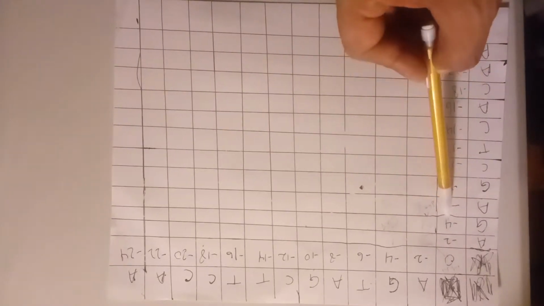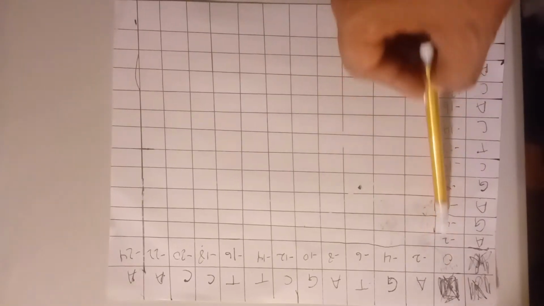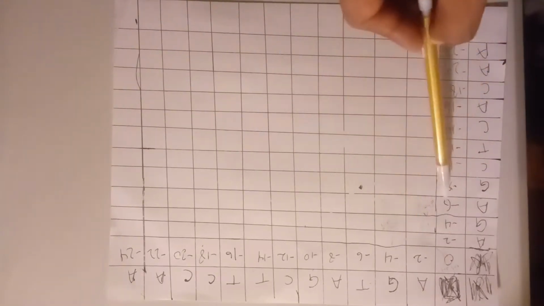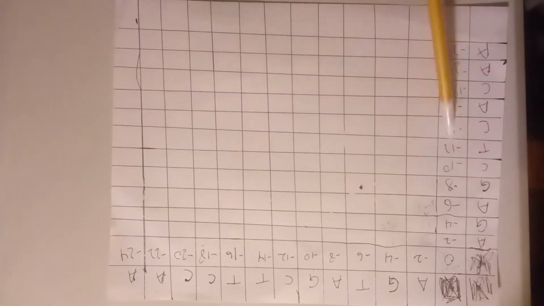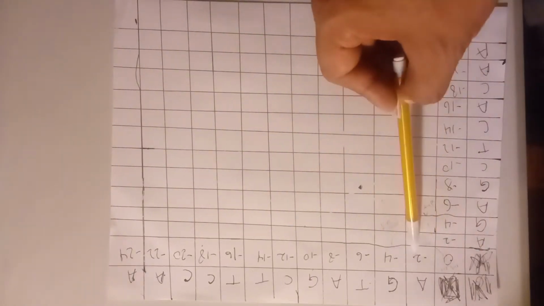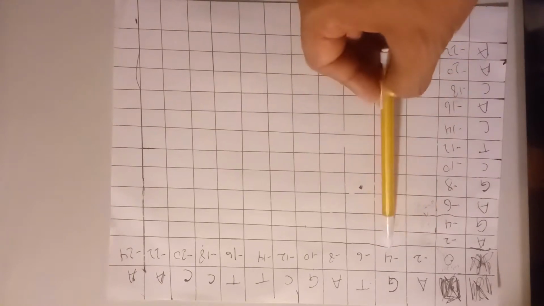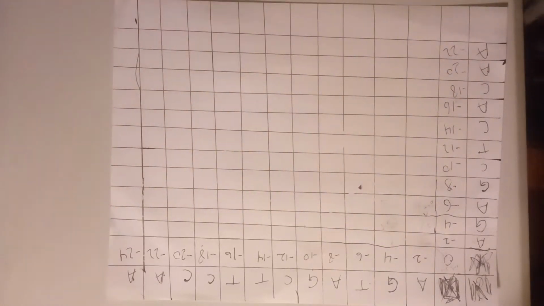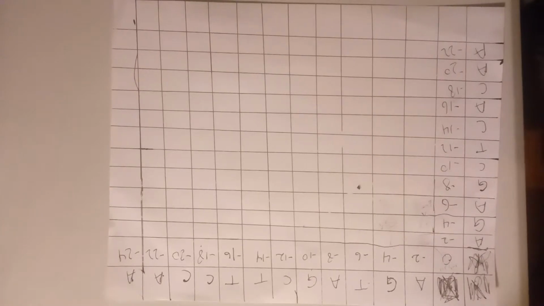If I continue moving in this direction, this G will be gap -4, A will be gap -6, G will be gap -8, and so on. Same for the columns. This will be gap -2. If I continue here, gap -4, so on and so forth. Okay? So now that we have that taken care of, this is considered an initialized matrix.